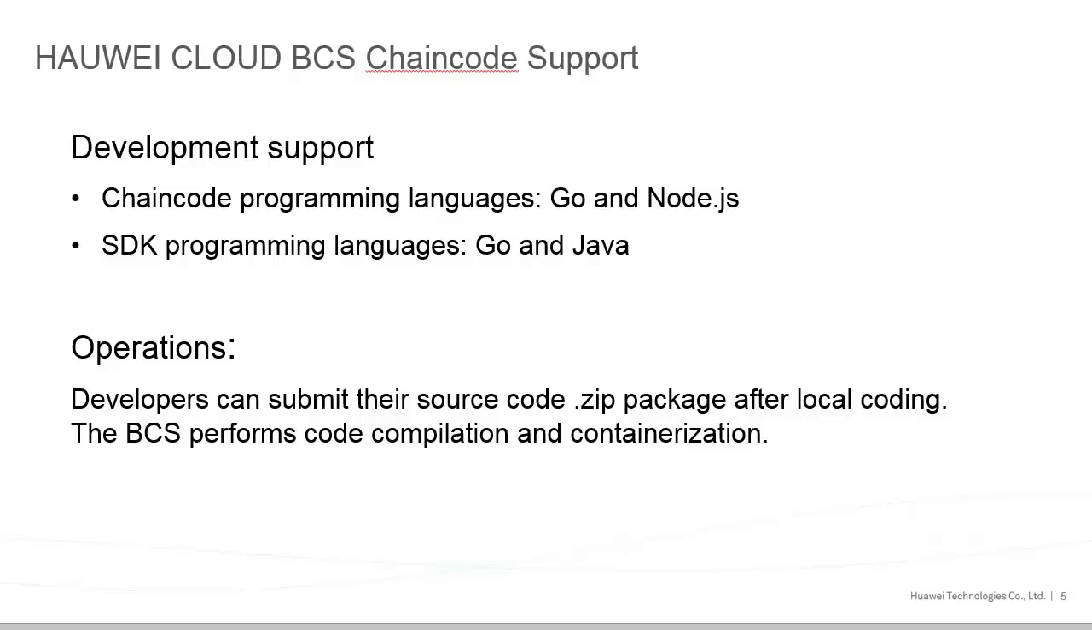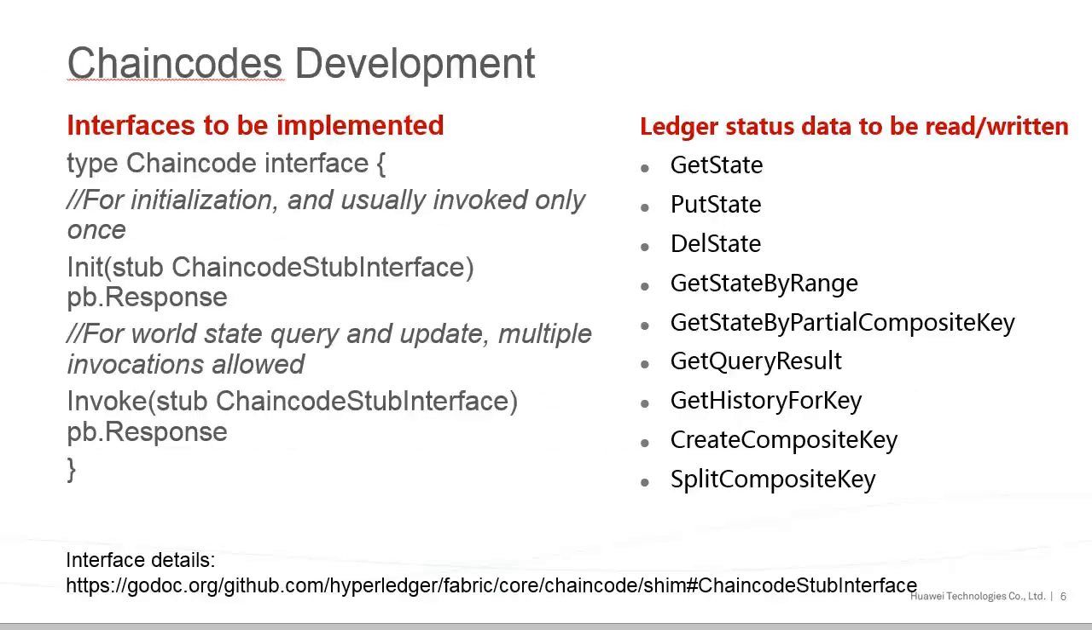Currently, HUAWEI Cloud BCS supports Go for chaincode programming, including the Go and Java versions provided by the SDK support community. In the future, we will also support more languages. You can submit the source code zip package after local coding. BCS also performs code compilation and containerization. If errors occur during the running of a chain code, you can check the chain code in the BCS O&M Center. Now, a question. Which interfaces need to be implemented during the development of chain codes?